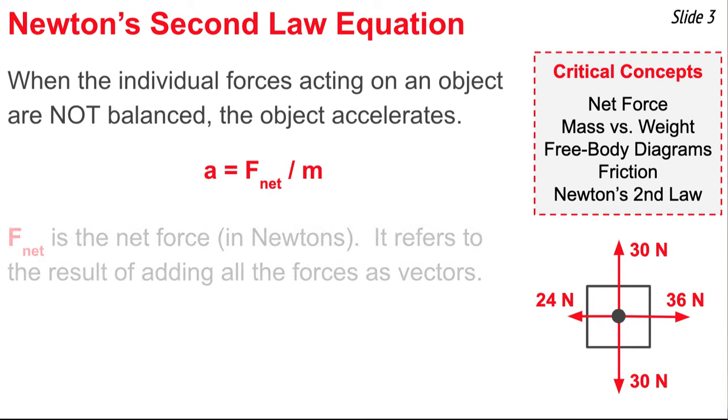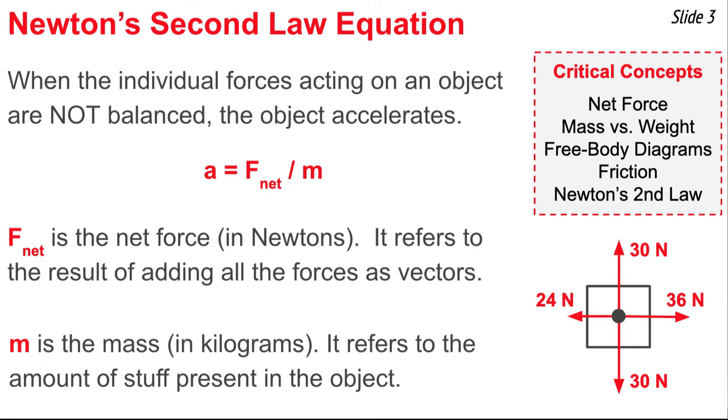The m in our equation is what we refer to as the mass. The mass is measured in kilograms, and it refers to the amount of stuff present in an object. It's related to the weight or force of gravity acting on the object, and the mass can be calculated from the force of gravity if you take the force of gravity and divide by 9.8. And force of gravity can be calculated from mass by multiplying by 9.8.